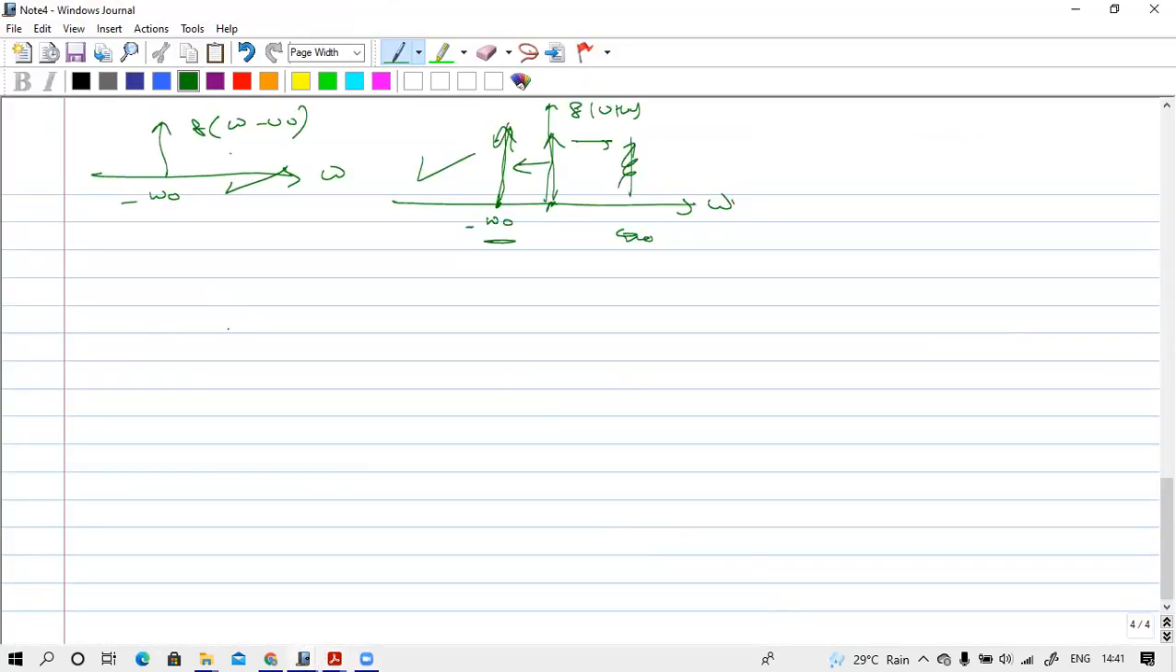So if we get x(t) as e to the power plus j omega naught t, the Fourier transform of 1 is delta omega. Then here we get delta(omega minus omega naught). Then it comes as a signal like this: delta(omega minus omega naught).